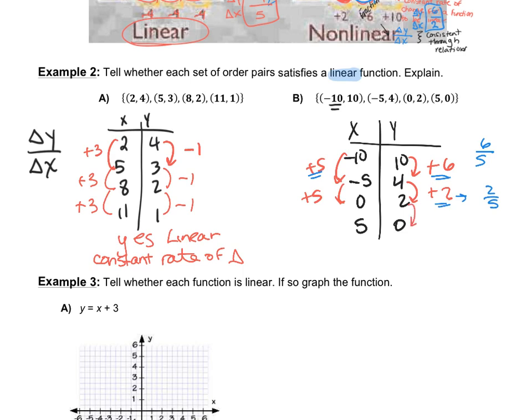Up from 2 to 0, you went down 2. And from 0 to 5, you went plus 5. So this one was negative 2 over 5. So this is not linear because there's no constant, or not a constant, rate of change.